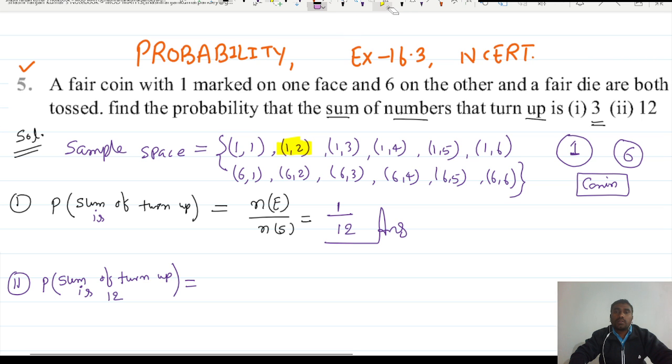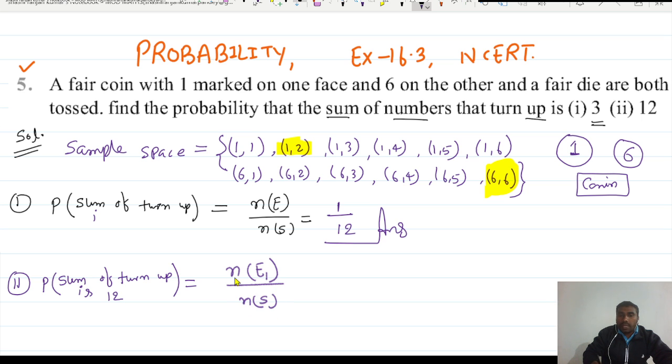Let us mark with another color. So see here that the sum is 12. I think only this one is the case where the sum comes out to be 12. Only this one, anything else, no. So the outcomes coming out to be 12, you can write in the same way. Let us suppose this is E1 we have made, so Ne1 upon Ns. So the outcomes we have taken as what?